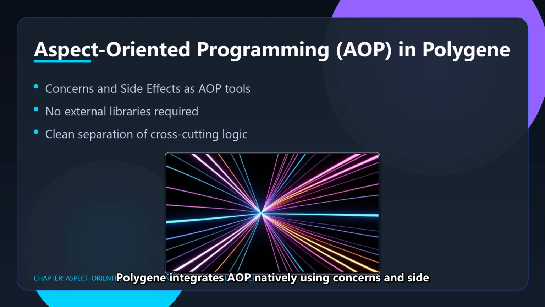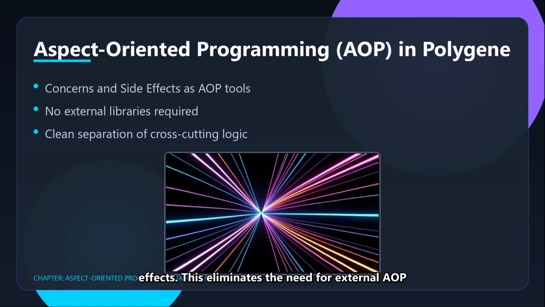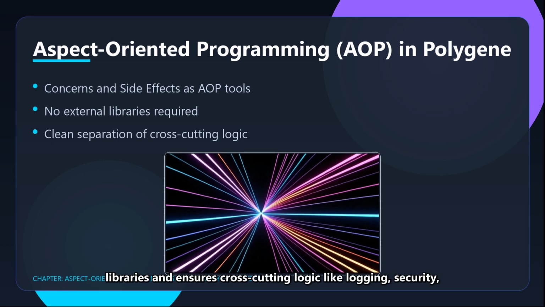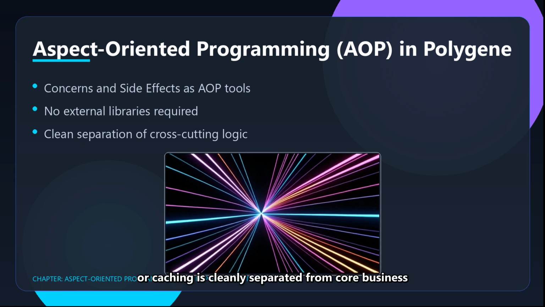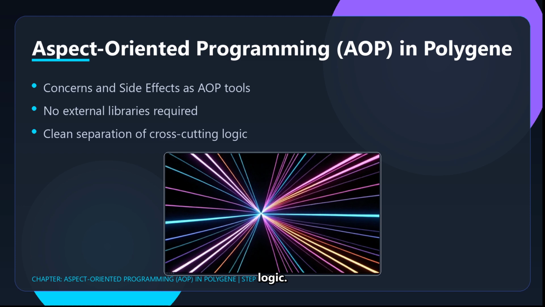Polygene integrates AOP natively using concerns and side effects. This eliminates the need for external AOP libraries and ensures cross-cutting logic like logging, security, or caching is cleanly separated from core business logic.